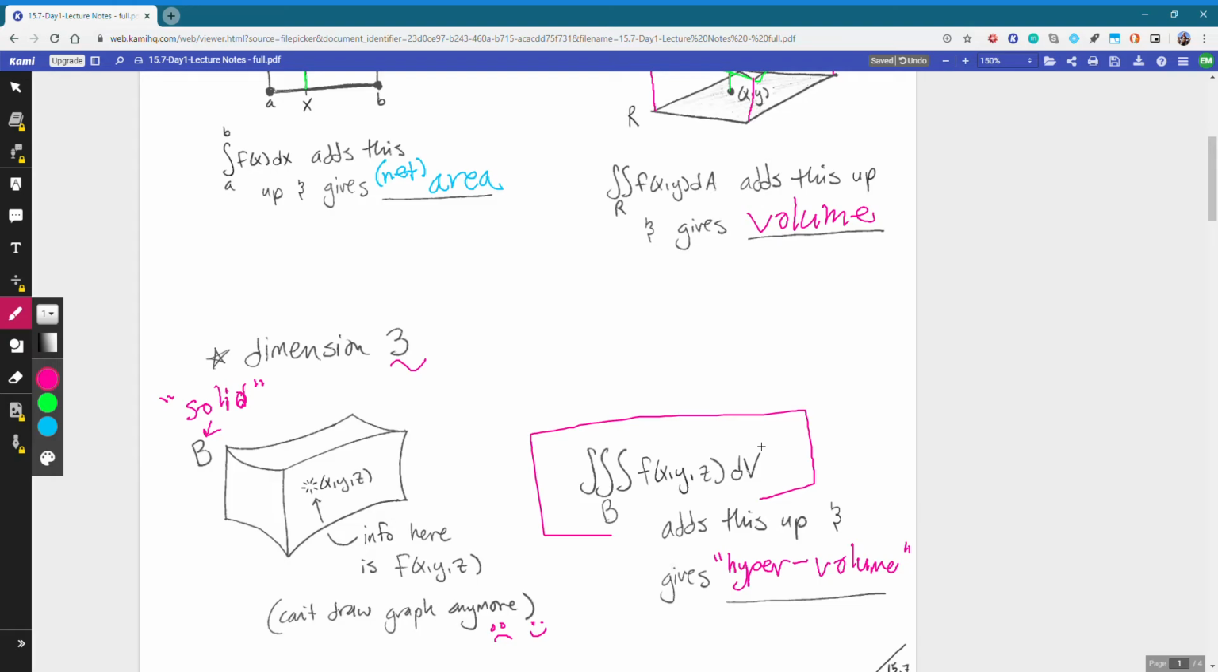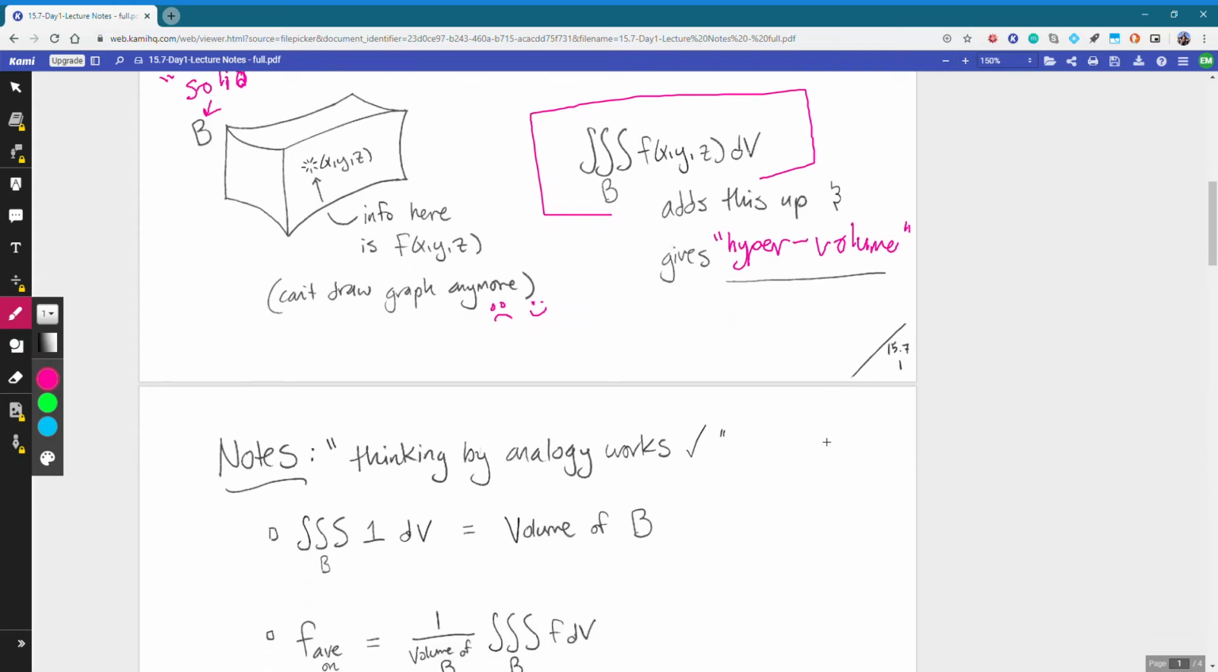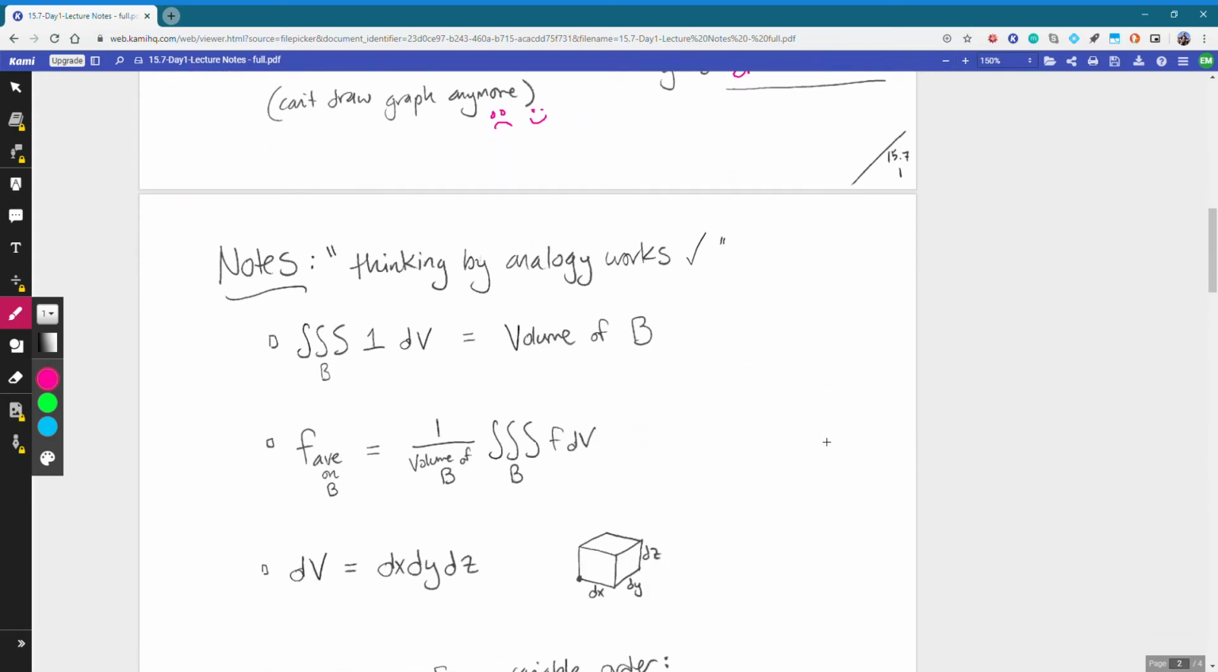And to start getting our bearings, one of the nice things is that thinking by analogy is very useful and just works beautifully for the ideas here in this dimension that kind of maybe pushes us outside of our comfort zone. And so let's see a few examples of how that looks, how analogy plays in.